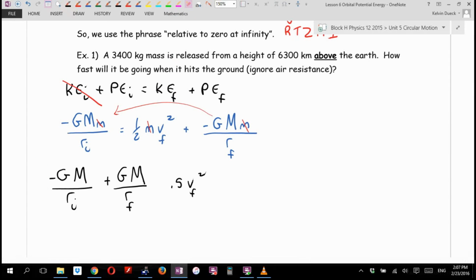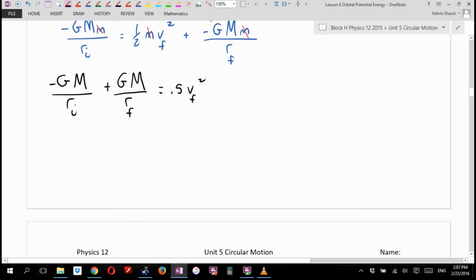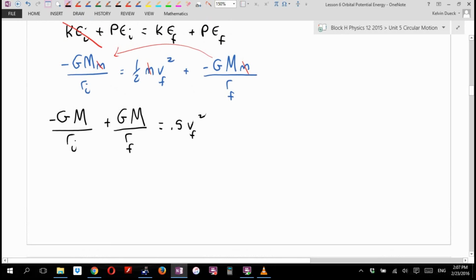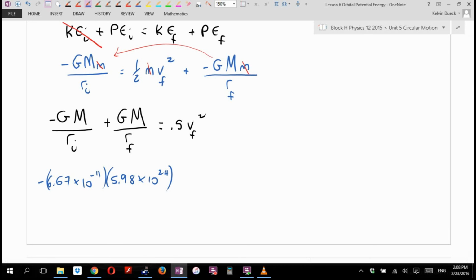Looks like I accidentally erased the equal sign. Oops. Is that okay? How much room did I have? Oh, a bit more. Negative 6.67 times 10 to the negative 11, 5.98 times 10 to the 24th. So this is about my limit for trying to get the V by itself. I might just crunch the left-hand side and then get the V by itself.